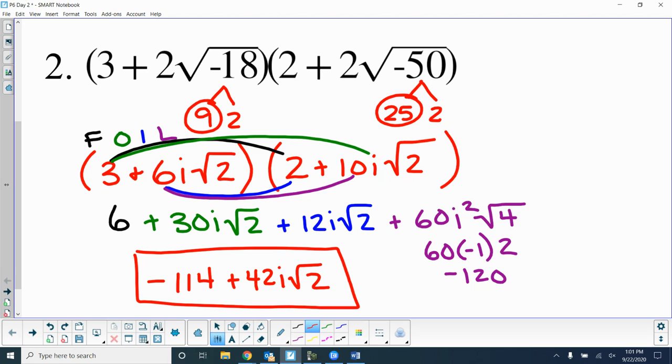21 is negative 40. 24 is negative 18. 27, you FOIL. 20 minus 10i. Number 30, you FOIL, negative 7 minus 17i. Any questions from 12 to 30 that you'd like to look at?